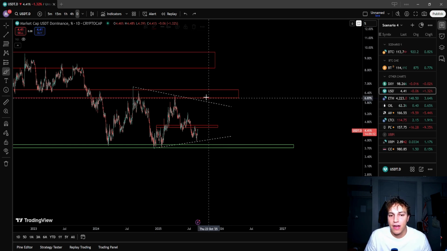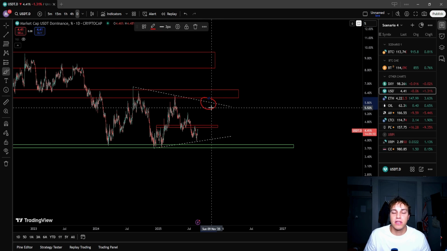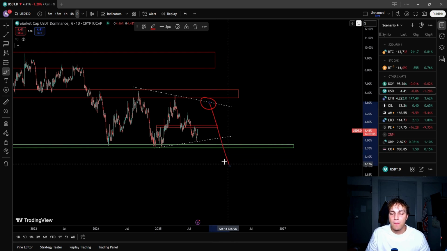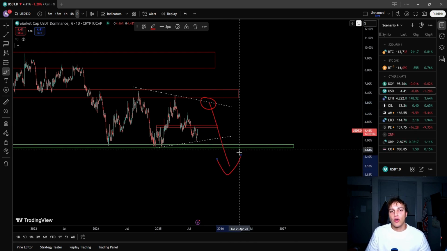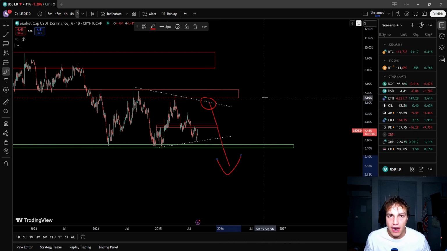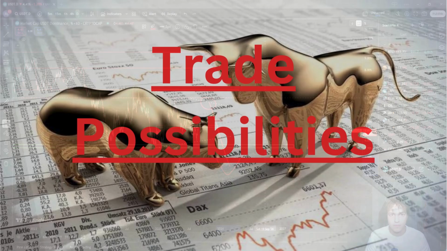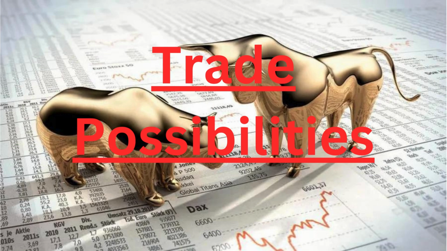And by the time we are here, possibly the bottom of the wave 2s, we could then see a breakdown following a massive spike in Bitcoin's price.